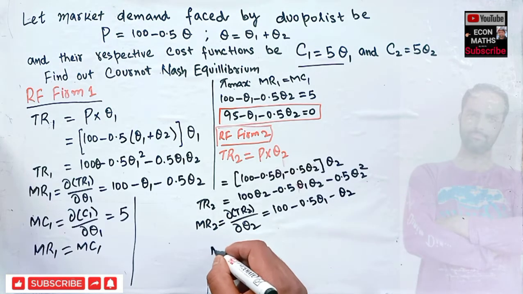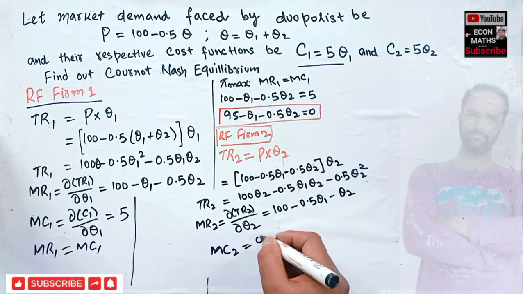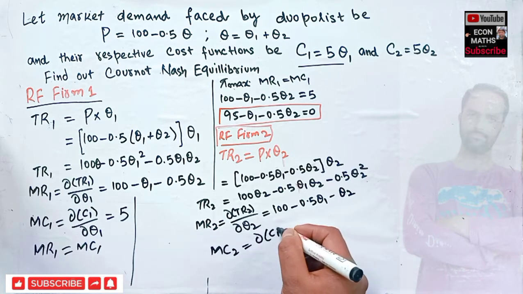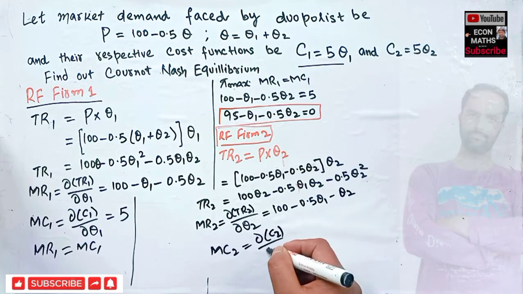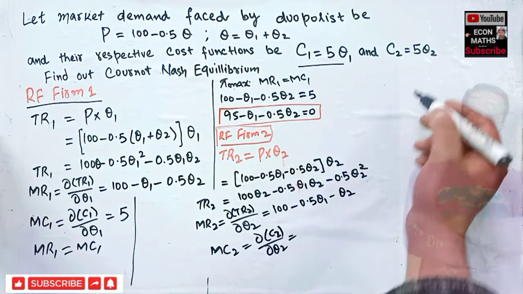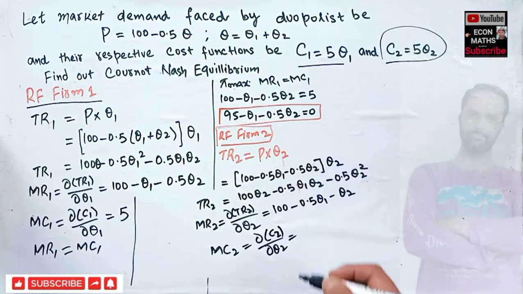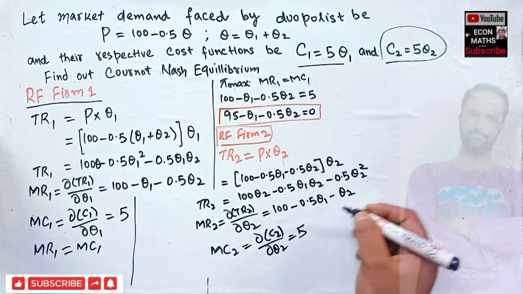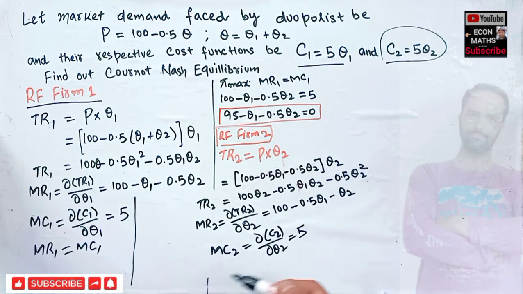Similarly, marginal cost for firm 2 is simply the derivative of the cost function for firm 2 with respect to q2. Taking the derivative of this cost function with respect to q2, the derivative of 5 q2 is 5, so we are left with 5.